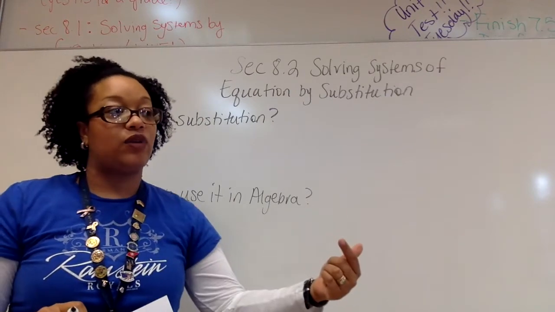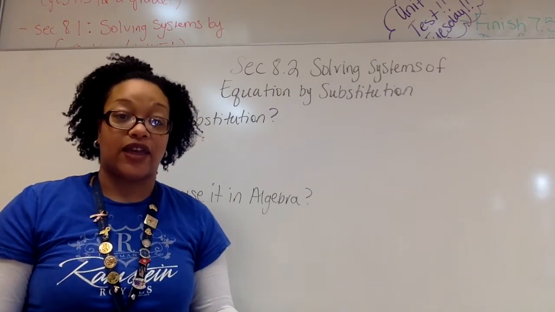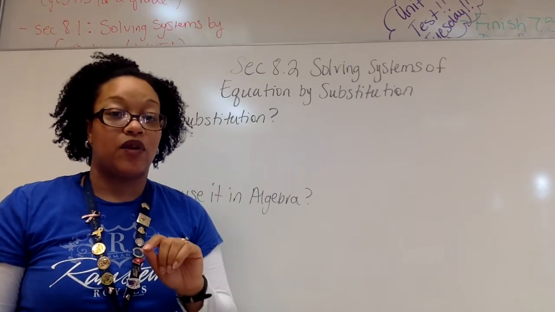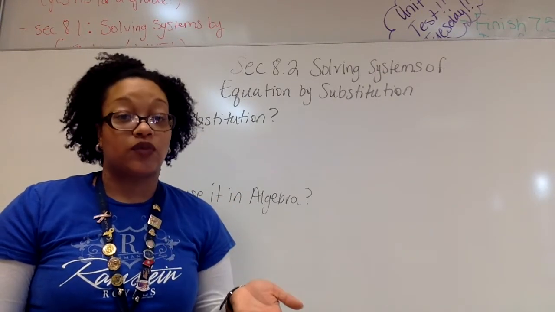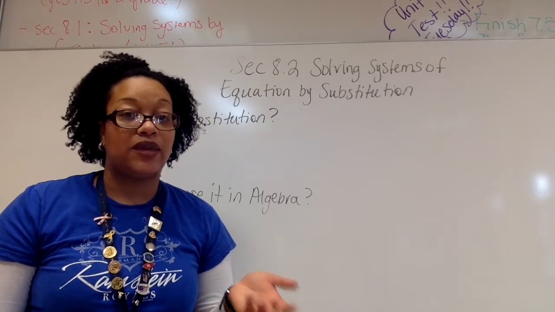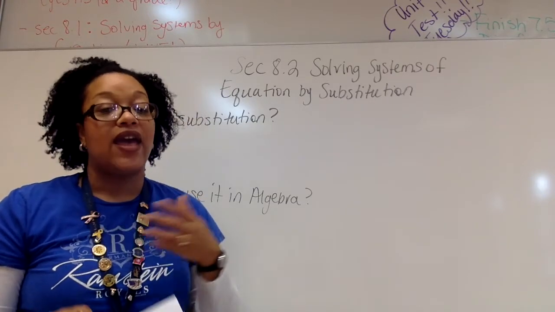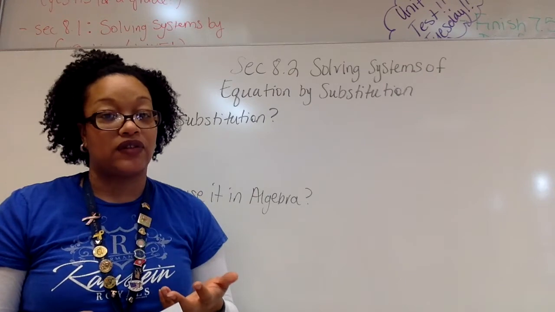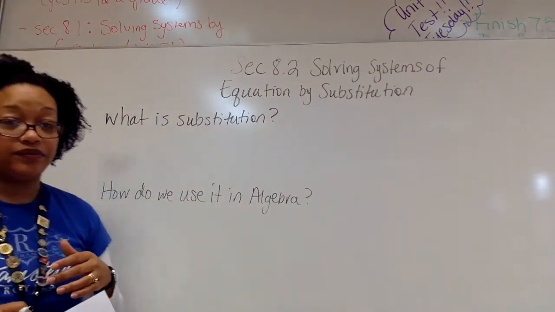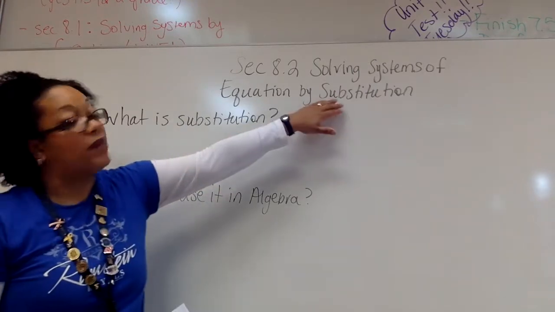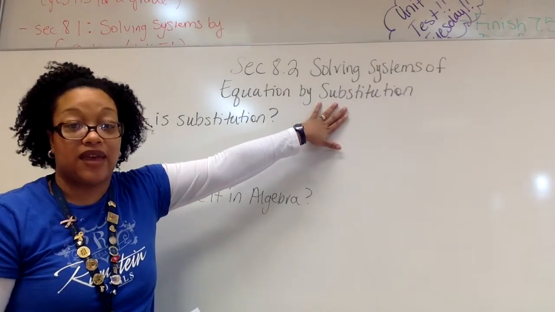So the last class we talked about solving systems by graphing, where your solution was that point of intersection. But some of you all noticed that if your numbers were too big, like your y-intercept was too big, it was kind of hard to graph accurately and get that point of intersection. So another method of solving a system of equations is by using the substitution method.